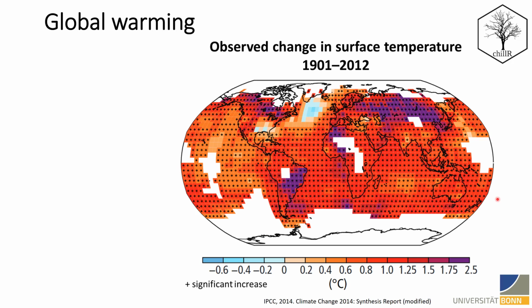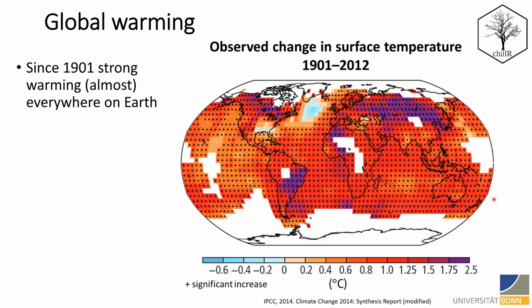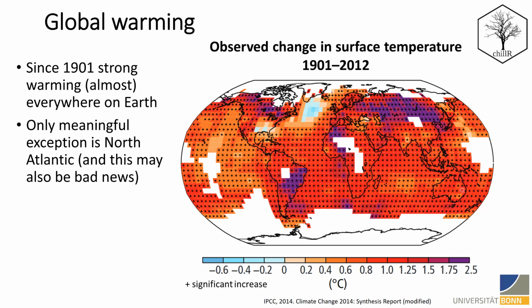And this is the global distribution of temperature change. All cells here that are shown in red or in purple or in orange are locations where we've seen warming. So since 1901, which is shown here, this is 1901 to 2012, almost the entire Earth has been warming, and most of this increase has been significant, which is indicated by the plus signs that you basically see all over this map. There's only really one meaningful exception to this warming trend, and that's the North Atlantic region.